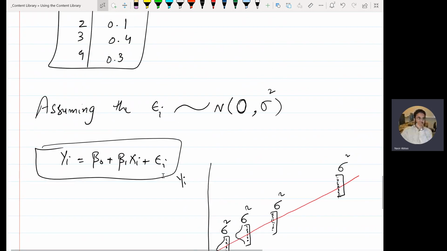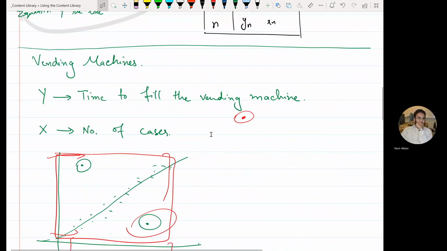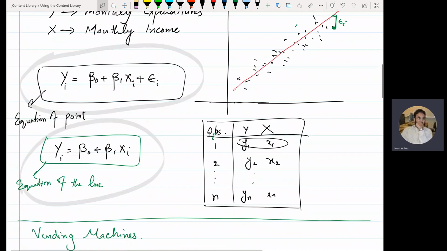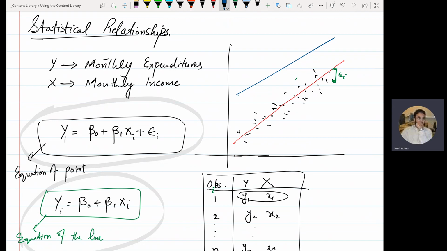Because look, if these are the points, look here, and I fit a line something like this. Is this line representing the points? What's wrong with the line? All the errors are negative. So the mean of the errors is not 0, which means that this is not a representative line.